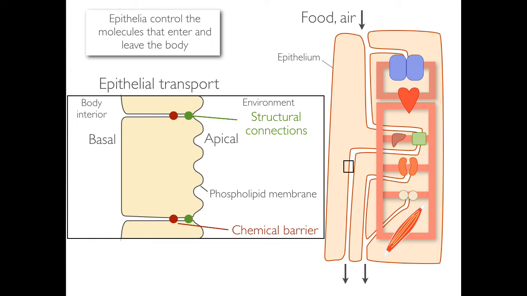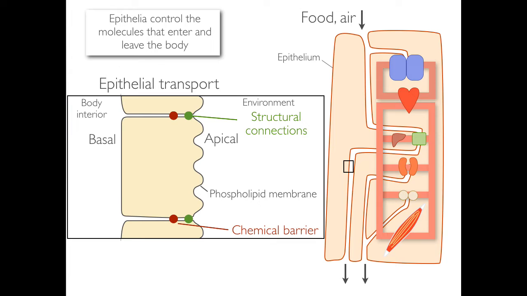Okay, so if the goal of this cell is to control the flux of, in this case, a molecule from the environment. And when you swallow something and it's in your gut lumen, it's really still in the environment. It's not until it crosses an epithelial barrier that it really enters your body. And so we would like to control that process so we don't just absorb everything we swallow.